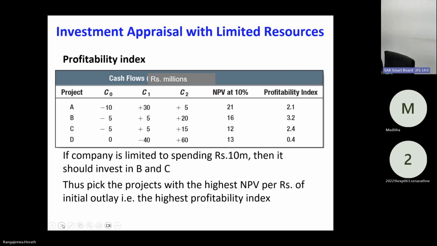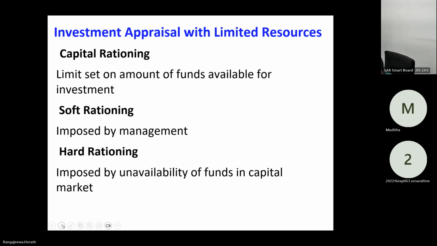This is important when you have so many positive NPV projects, but you have a fund restriction to accept all the projects. So the capital rationing limits the amount of funds available for investment.